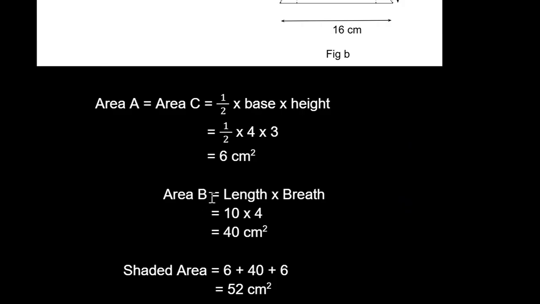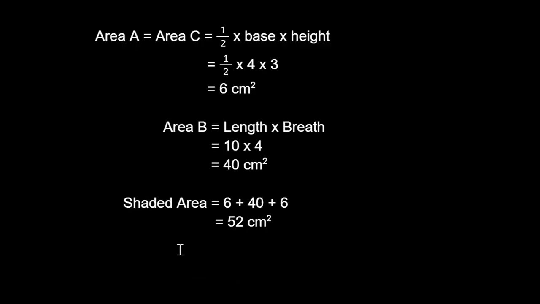So the area is length times breadth. 4 times 10 is equal to 40 centimeters square. Hence, the shaded area is area A plus area B plus area C, which is equal to 6 plus 40 plus 6, which is equal to 52 centimeters square.